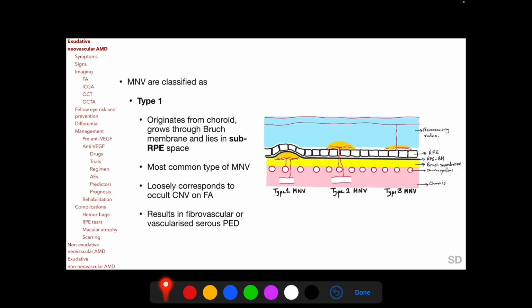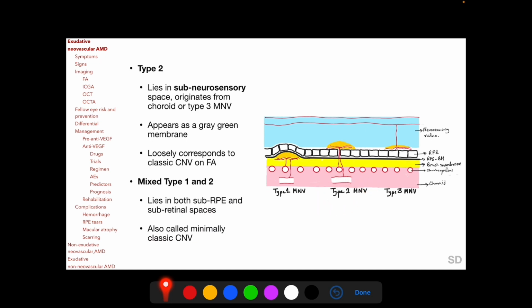As we have discussed in an earlier session, macular neovascularization can be classified as types 1, 2 and 3. Type 1 MNV originates from the choroid, grows through the Bruch's membrane and lies in the subretinal pigment epithelial space and is the most common type of MNV. It loosely corresponds to occult CNV on fundus fluorescein angiography and results in fibrovascular or vascularized serous pigment epithelial detachment. We will be discussing further occult CNV, fibrovascular PED and vascularized serous PED in this session.